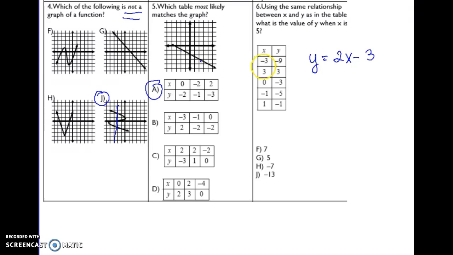If you notice, if I plugged in a -3, I would get -6 minus 3, which would give me my output of -9. If I plugged in 3, I would have 6 minus 3, which would give me an output of 3. 0 minus 3 gives me an output of -3. Okay, -2 minus 3 would be -5. So it works for the table. Now we want to figure out the value of y when x is 5. So all we do is plug in 5 for x, and when we do that, we get 10 minus 3, which is 7.